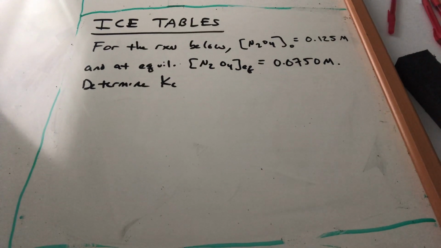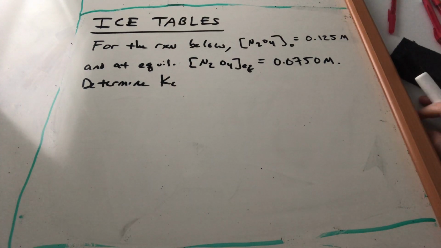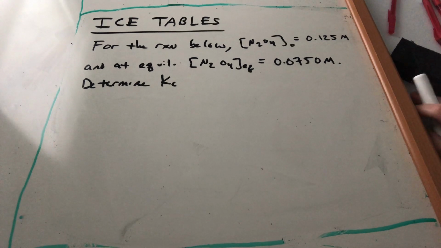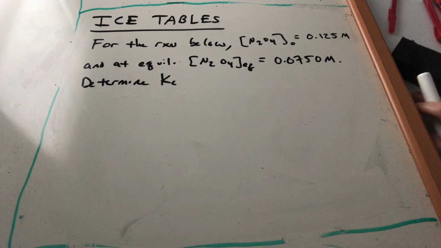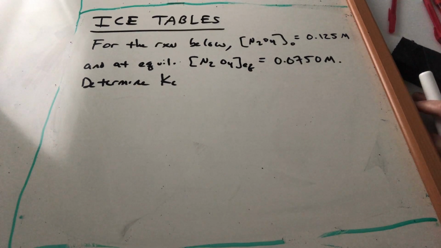So we organize equilibrium problems with things called ice tables. And the easiest way to introduce what an ice table is, is to give you an example problem that we're just going to go through. Now, as always, when we go through the example problem, it's important to write down what's being said instead of just what's being written down.